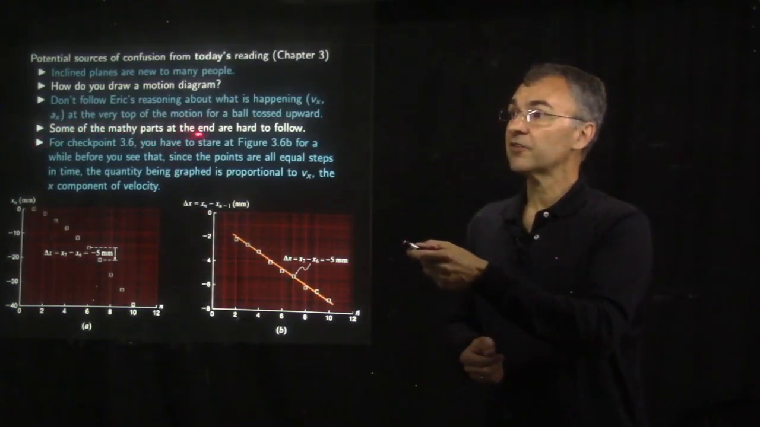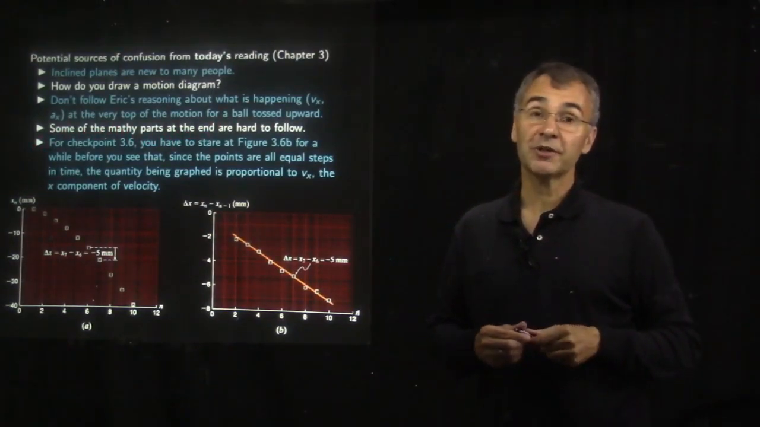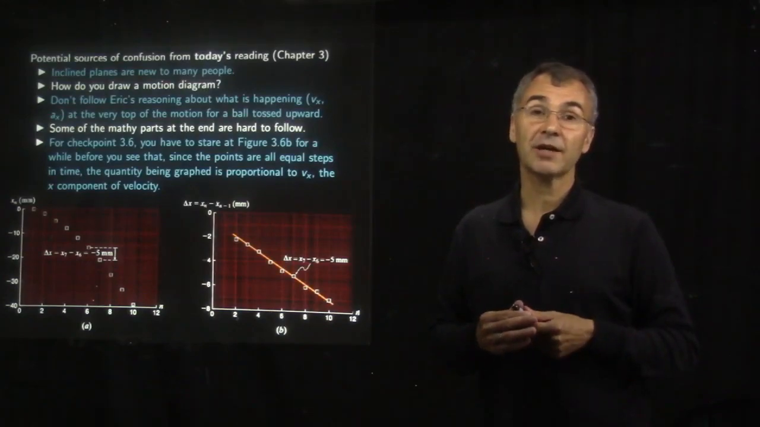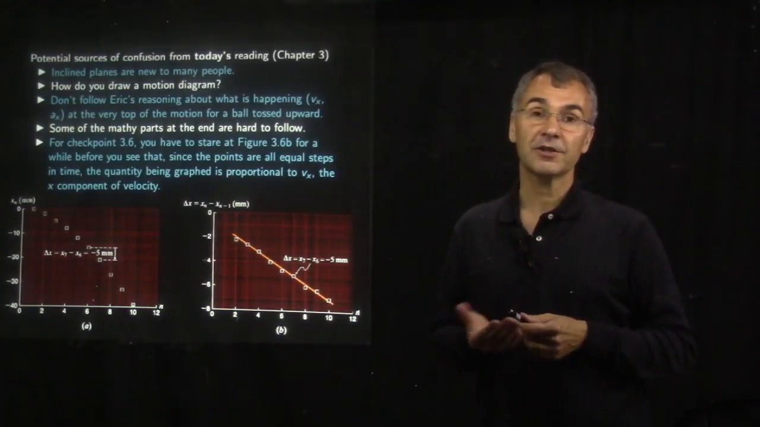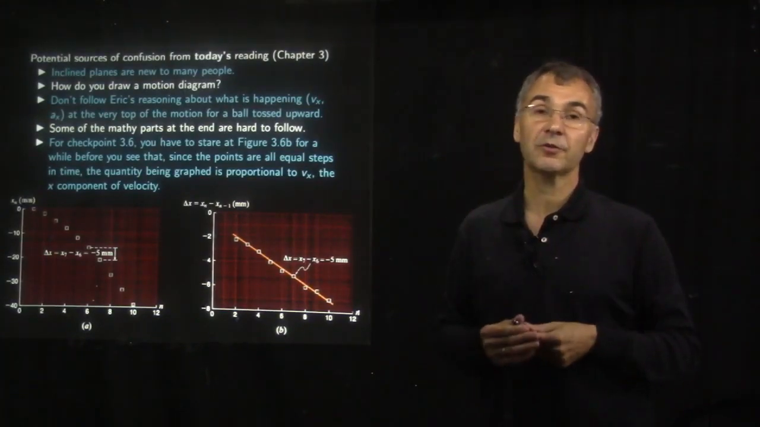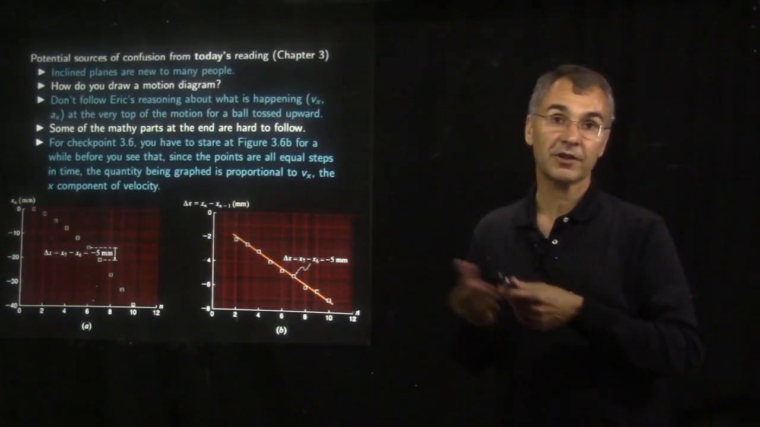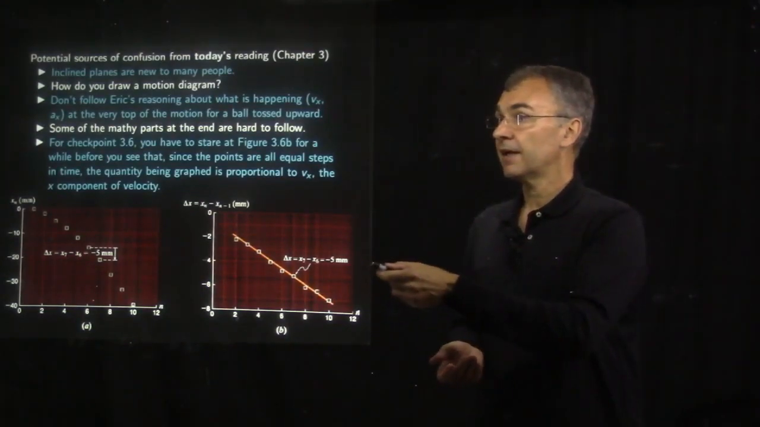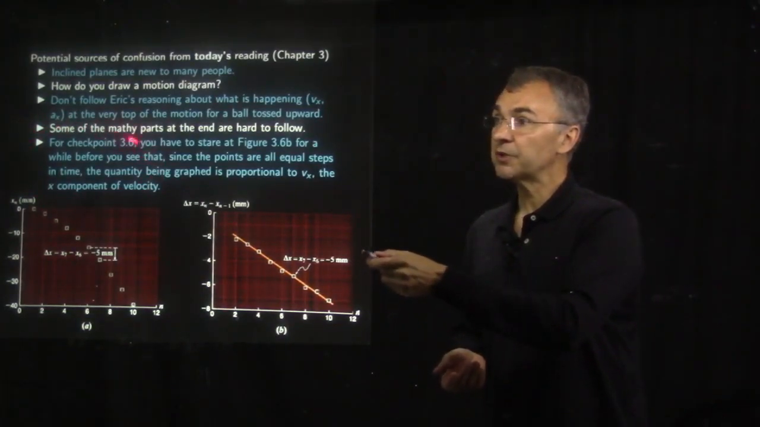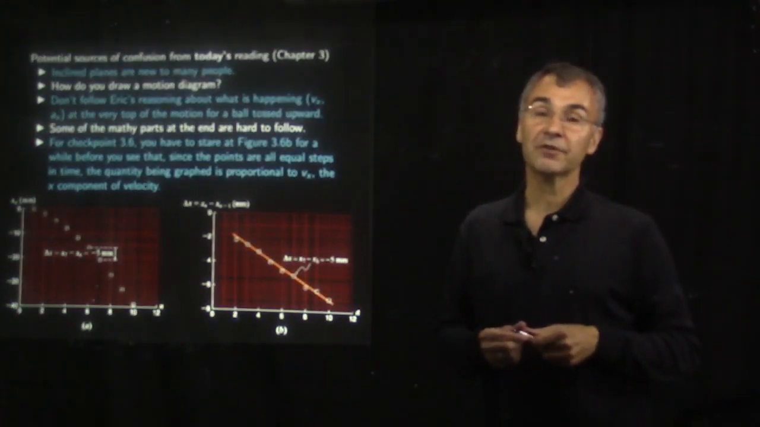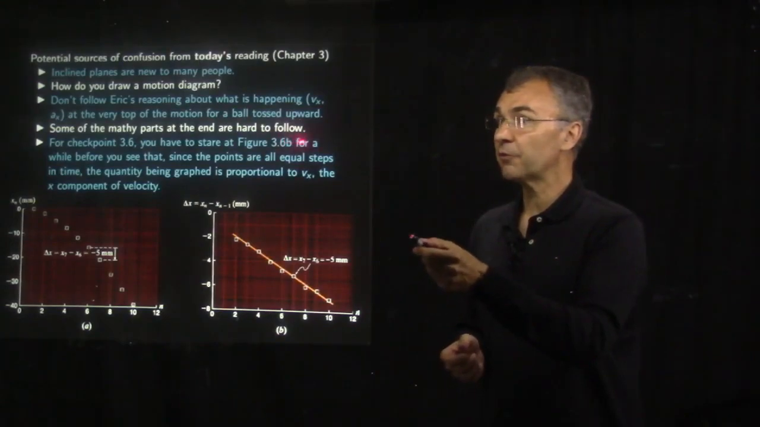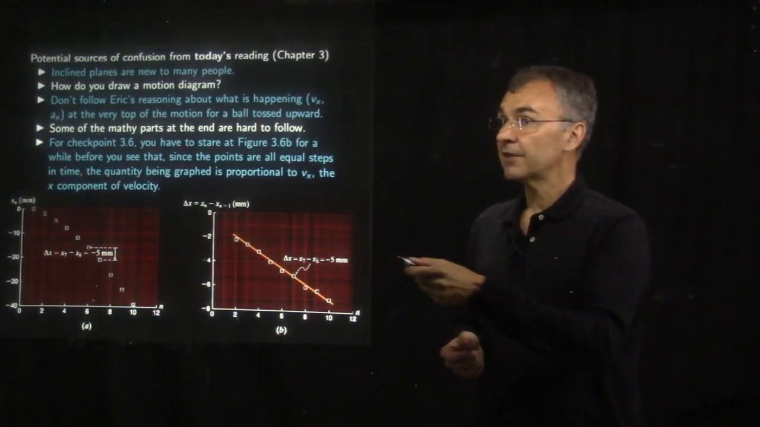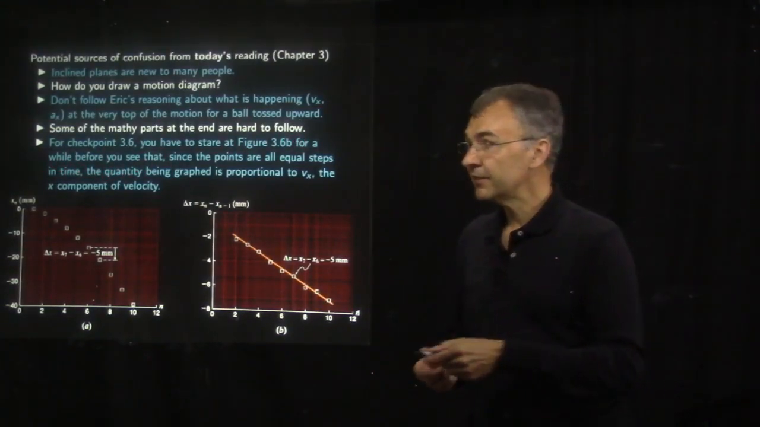There are some mathy parts at the end of the chapter that are pretty hard to follow. So I tried to annotate the chapter so you know which things you can gloss over. And I think you can gloss over pretty much all the equations in the chapter if you just want to focus on the equations that we wrote down in this lecture. Then there is this checkpoint 3.6, which you have to stare at really closely if you want to figure it out. So figure 3.6b.